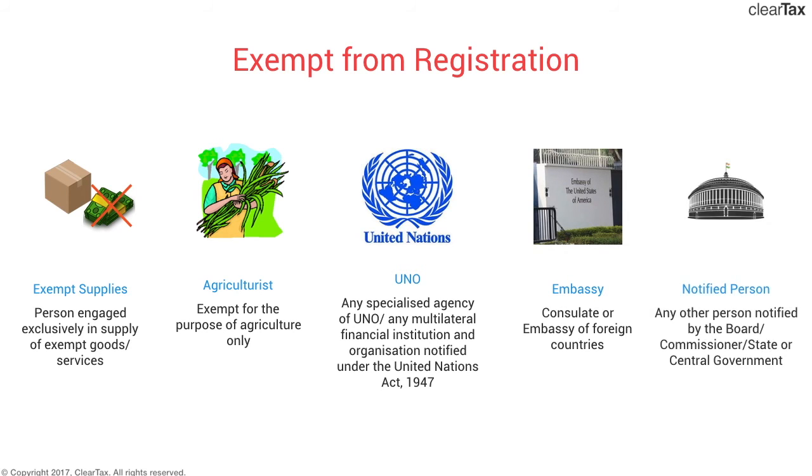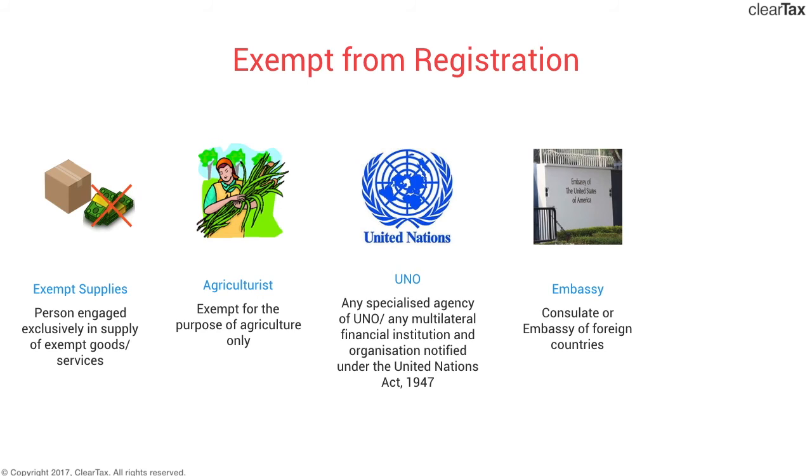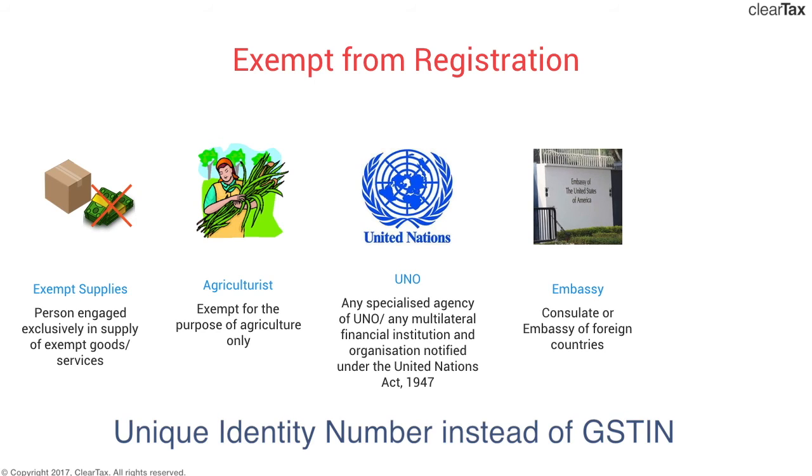The fourth person exempt from registration is the consulate or embassy of foreign countries. The embassies of US, UK, all of the foreign countries in India are exempt from registration. Now, there's an important point to remember here. The UNO agencies and the embassy, the third and the fourth persons who are exempt, would be granted a unique identity number instead of the GST identity number. So they will also have a number in order to identify them, the UIN number.